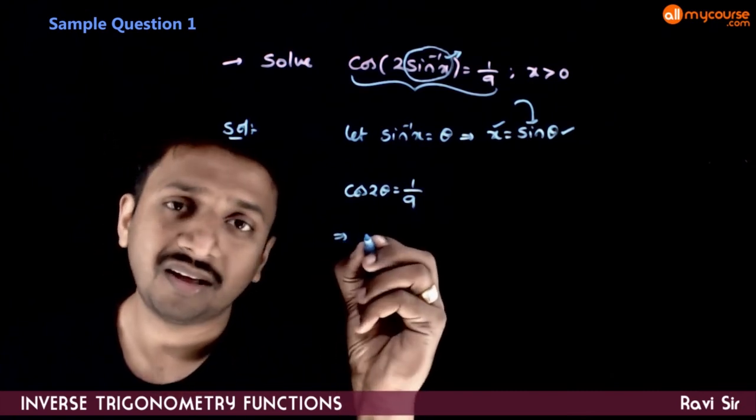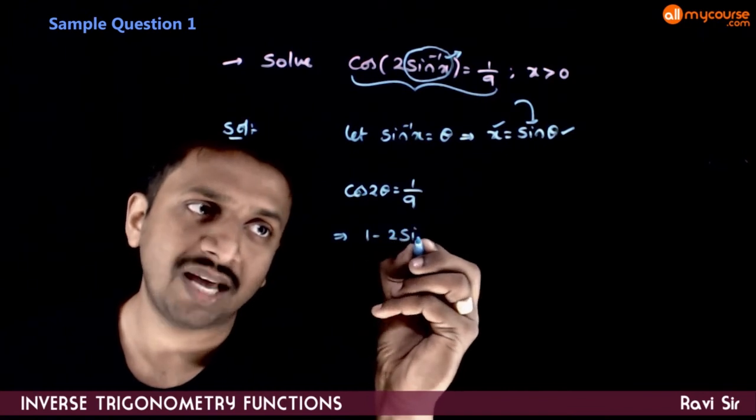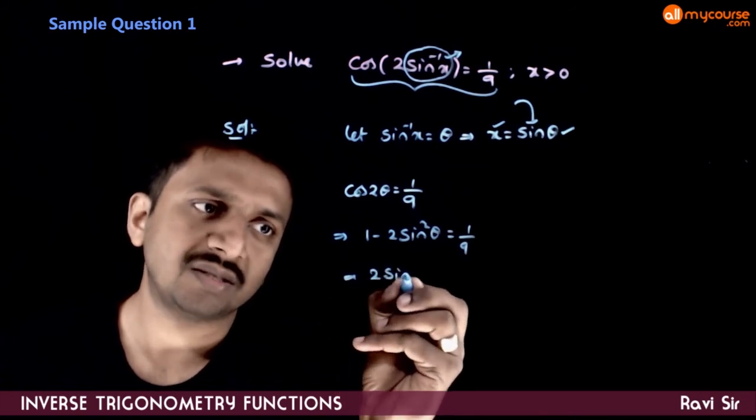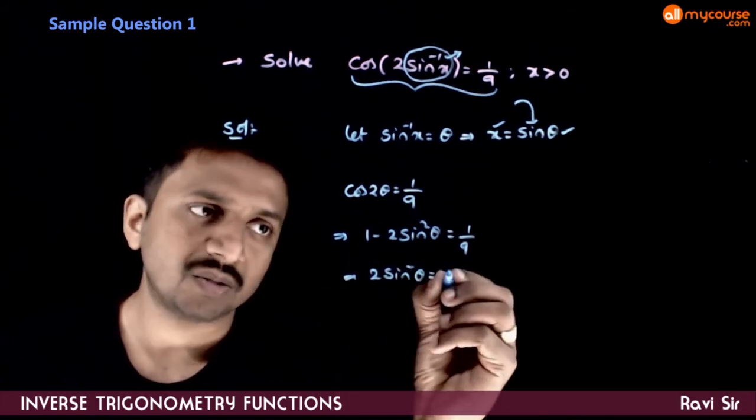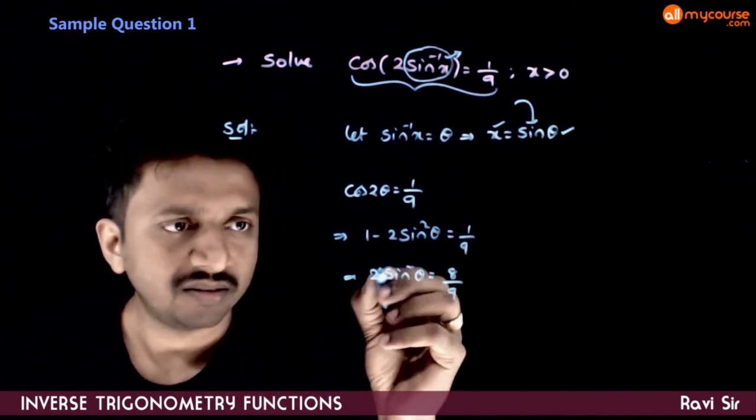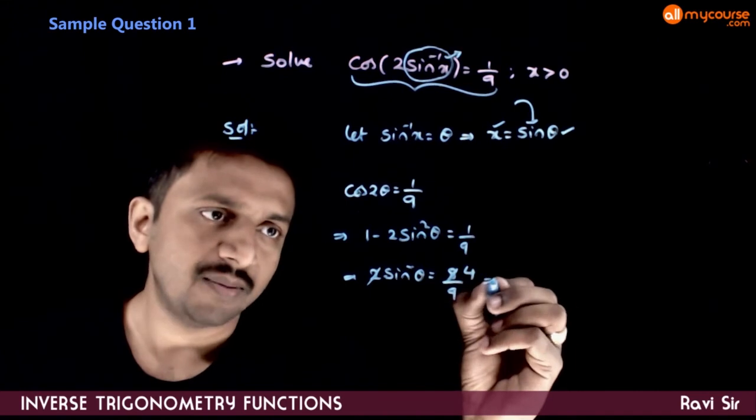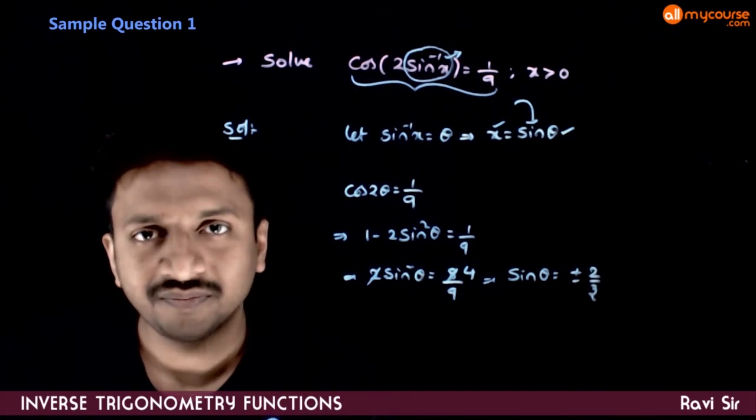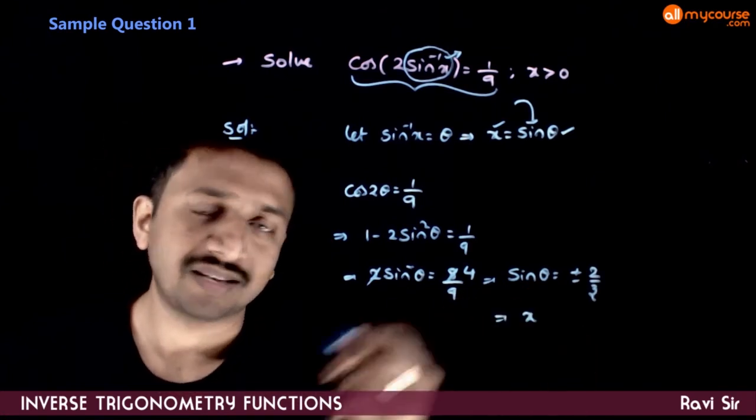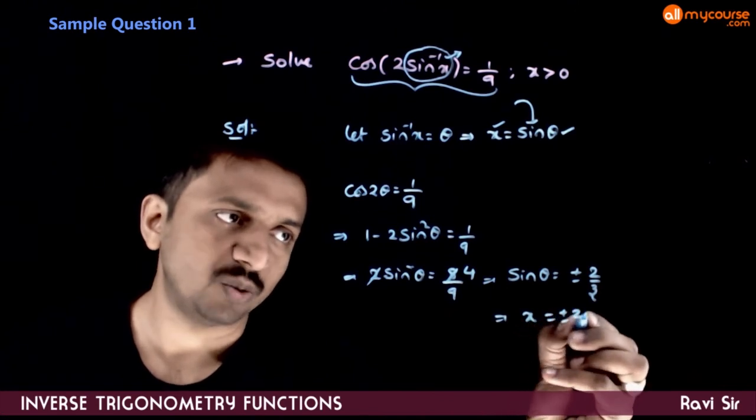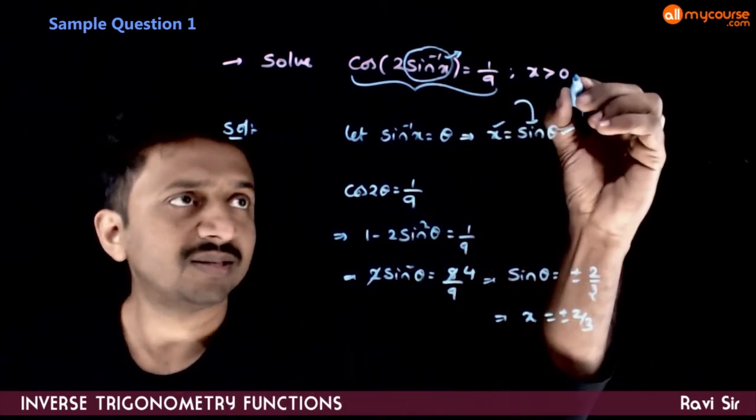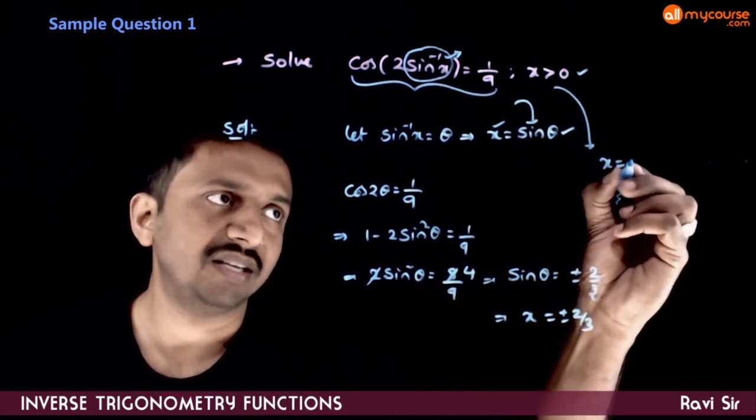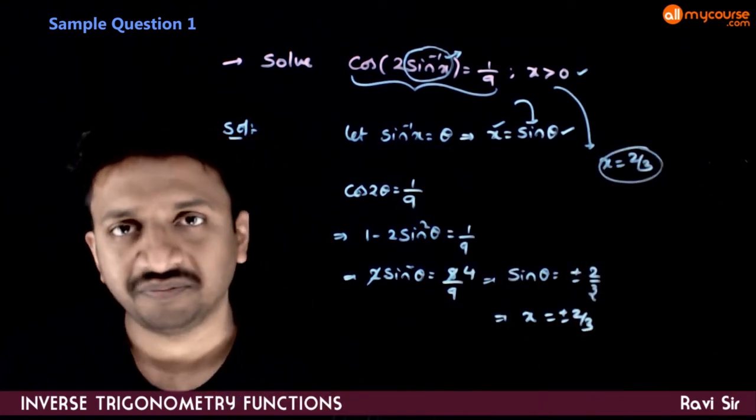So the cos 2 theta formula gives 1 minus 2 sine square theta is equal to 1 by 9. So 2 sine square theta is equal to 1 minus 1 by 9, which is 8 by 9. So sine square theta is 4 by 9. This implies sine theta is equal to plus or minus 2 by 3. This implies the value of x, as we have seen, is plus or minus 2 by 3. But it is given specifically that x is greater than 0. Hence, the solution to this is x is equal to plus 2 by 3.